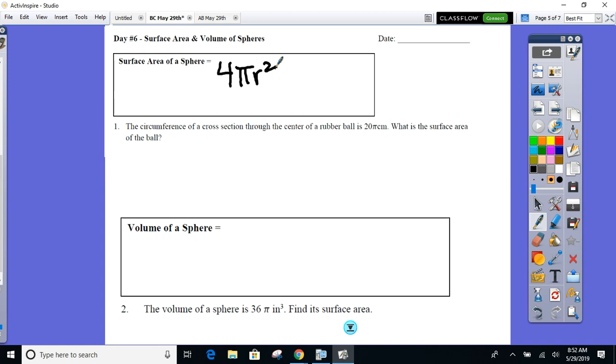So speaking of just knowing the radius, take a look at the first one there. I'm telling you the circumference of a rubber ball is 20 pi. What's the surface area? Again, only thing we need to find is what the heck is the radius length.